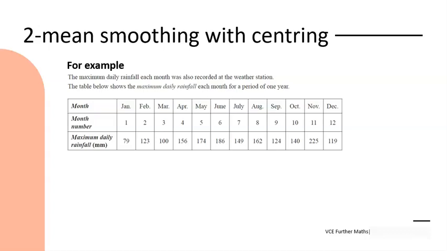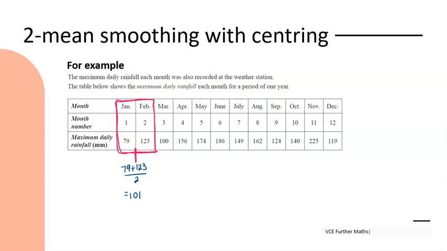First thing, we're doing 2 mean smoothing. We're going to take a group of 2 data points, starting with January and February as our first group. Our answer for this value will line up at time period 1.5. Remember we said in the previous slide, it won't line up with an actual time period. To get this value, we are averaging the daily rainfall for those 2 months: 79 plus 123 divided by 2. And there we get a value of 101.